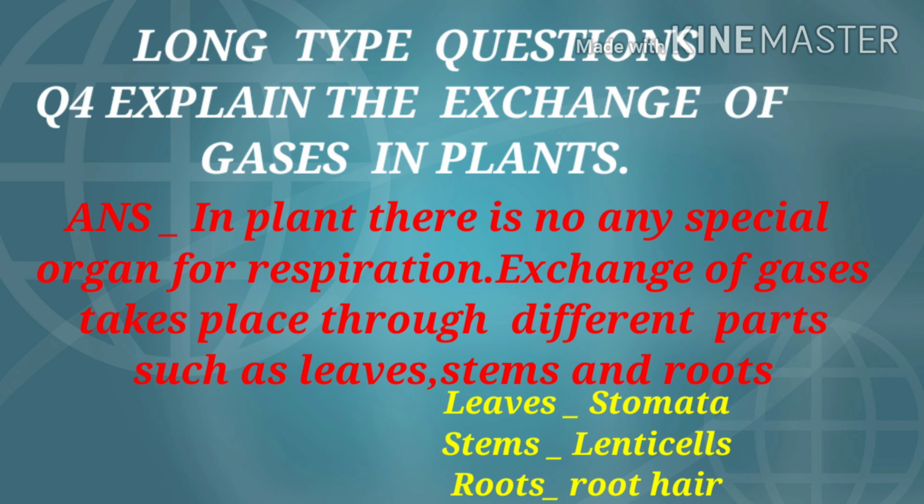Question number 4. Explain the exchange of gases in plants. As we know, respiration is important for every organism, either plants or animals. But in plants there is no special organ for respiration like in humans and other animals. So the exchange of gases takes place through different parts such as leaves, stems and roots, because all parts respire. In leaves the exchange of gases takes place through stomata. In stems it takes place through lenticels, and in roots it takes place through root hairs.